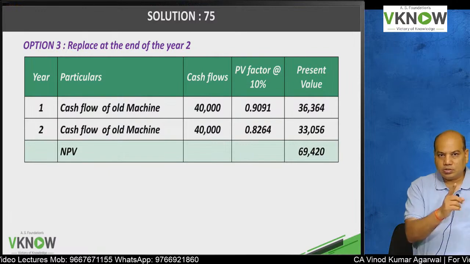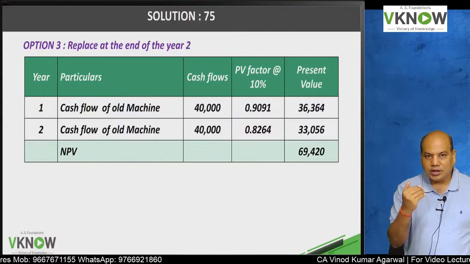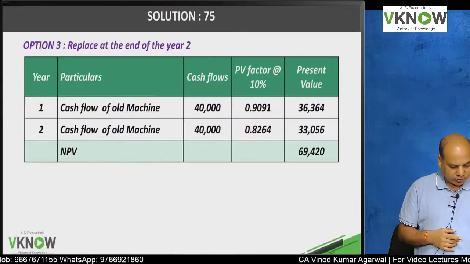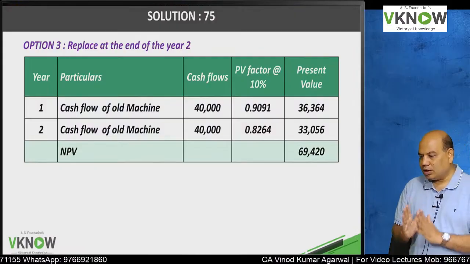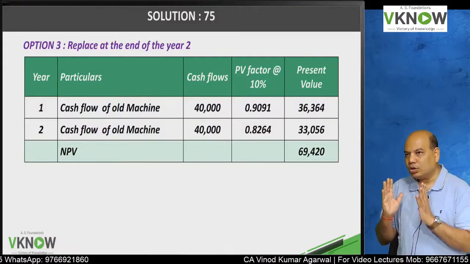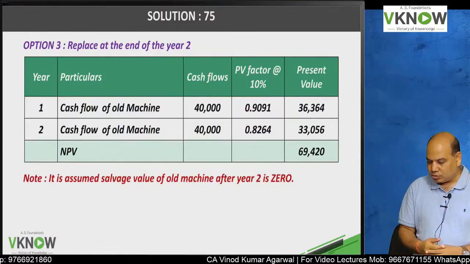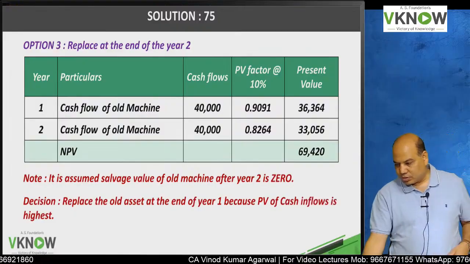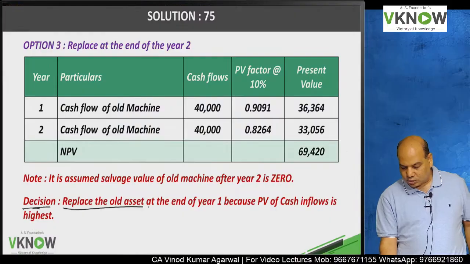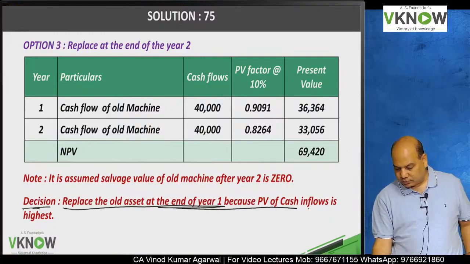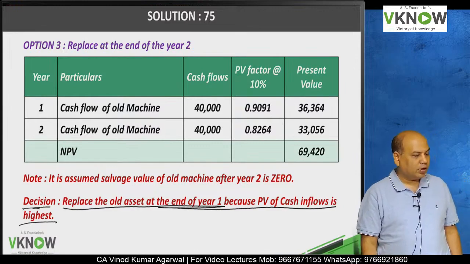You will compare option 1, option 2, option 3 and select the highest one. So would you please reply, where is my NPV of cash flow, or PV of cash flow, highest? The student is saying year 1. Okay, you are right. Write down the decision: replace the old asset at the end of year 1.